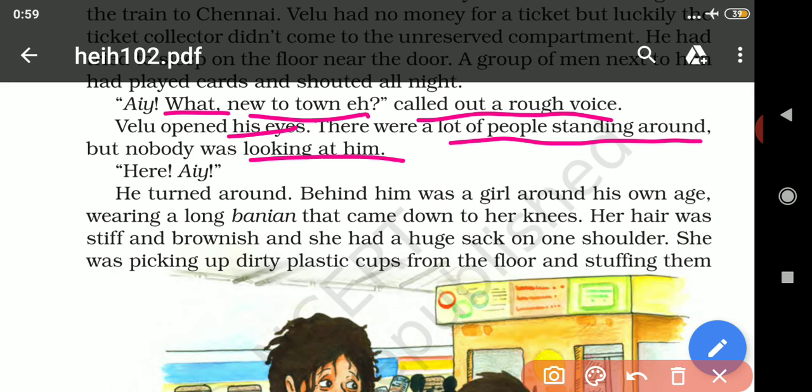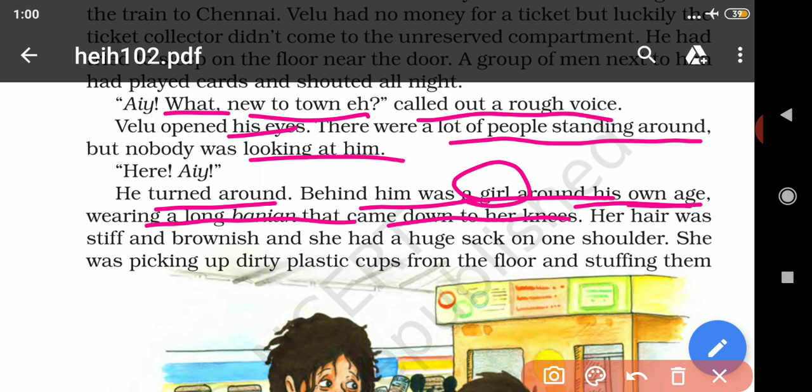Hey, he turned around. उसके बाद उसने घूम कर देखा. Behind him was a girl around his own age. Behind him, उसके पीछे तरफ उसने देखा. What did he find? He found a girl standing behind him of his own age, उसके उम्र का, wearing a long banyan that came down to her knees. And what was she wearing? That girl was wearing a long banyan. एक बनियान पहन रही थी.